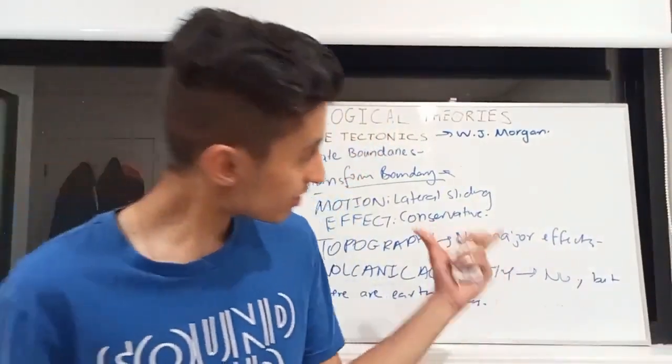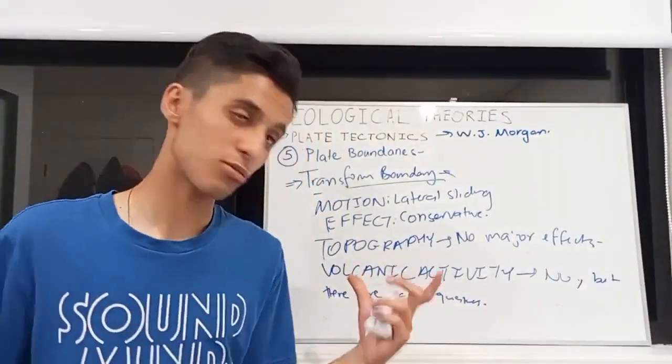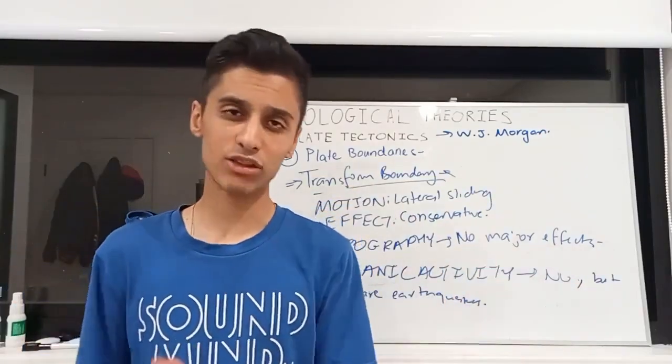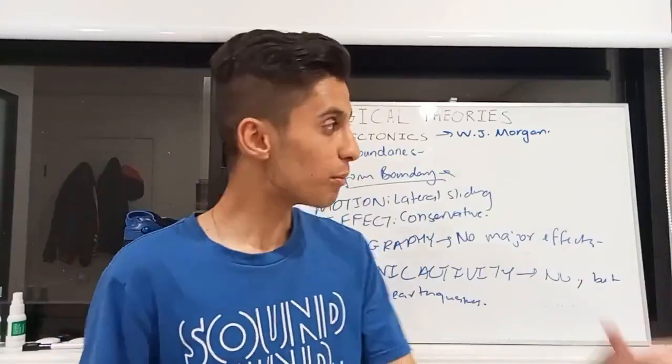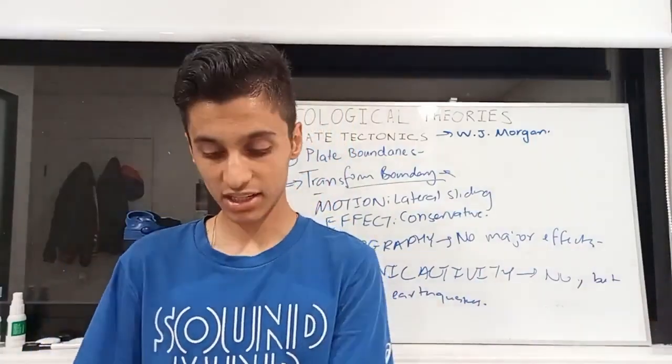So now we're finished with plate boundaries. Now we're finished with transform boundaries, and hence we're finished with plate boundaries, and hence we're finished with the plate tectonic theory, and hence we're finished with the 4 geological theories that we were going to visit.